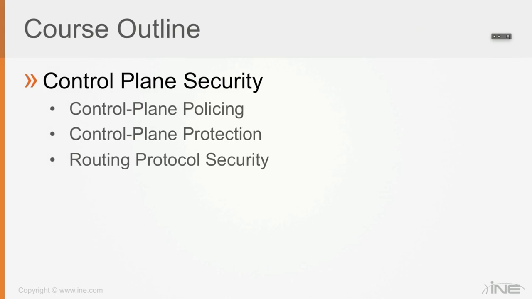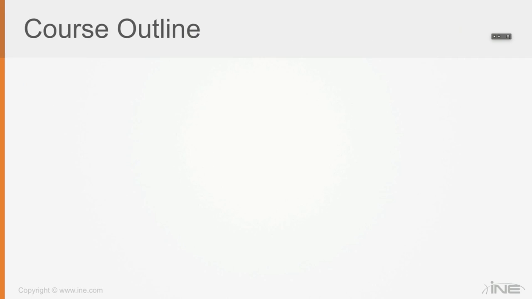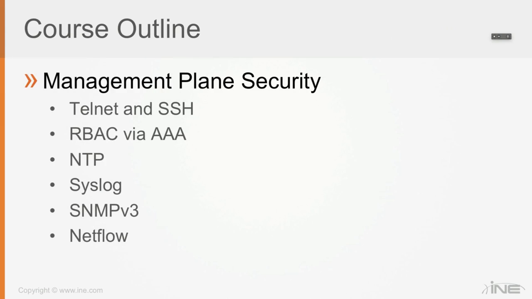Control plane security, we're going to speak about control plane policing, control plane protection, and routing protocol security. On the management plane security part, we're going to speak about Telnet, SSH, role-based access control via AAA, Network Time Protocol, syslog, CCNP version 3, and NetFlow.